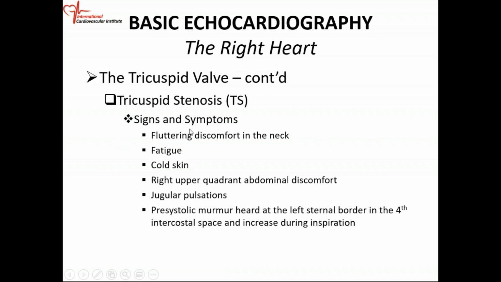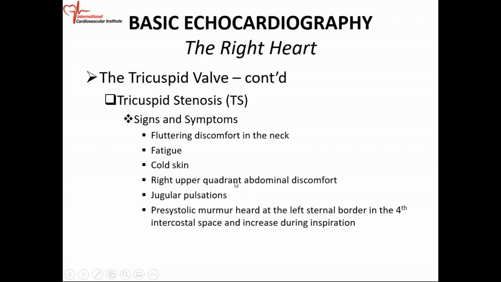We're just going to quickly talk about tricuspid stenosis. Of course, blood cannot get out of the atrium. The patient would complain of a fluttering discomfort in the neck because the neck veins are going to be engorged and distended, since blood cannot get out of the right atrium. Because blood cannot get into the RV and go to the lungs and the left side of the heart, cardiac output is going to be reduced somewhat, so the patient will be fatigued, with cold extremities and cold skin because of decreased cardiac output.